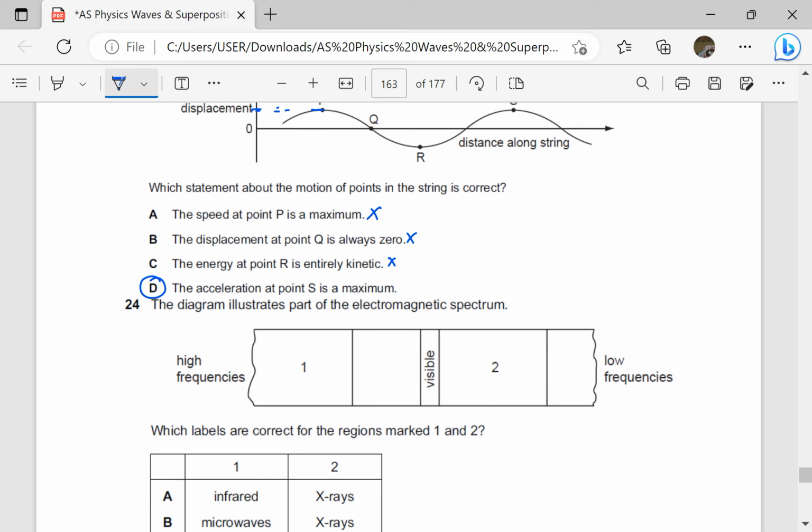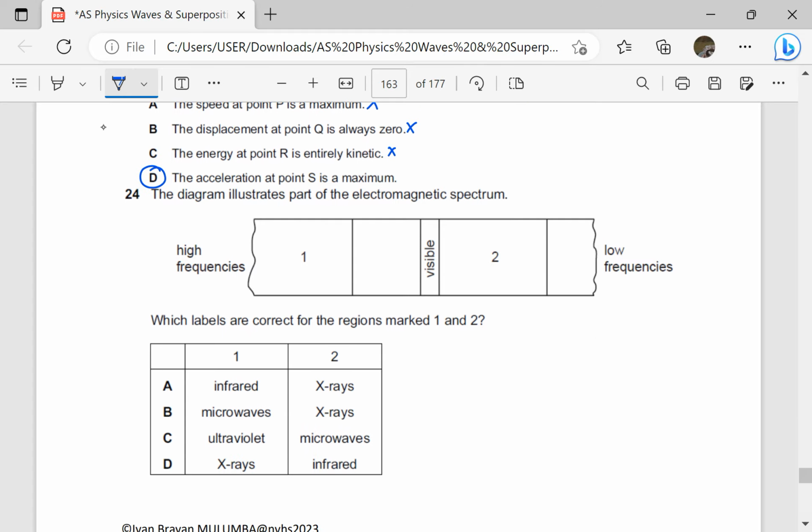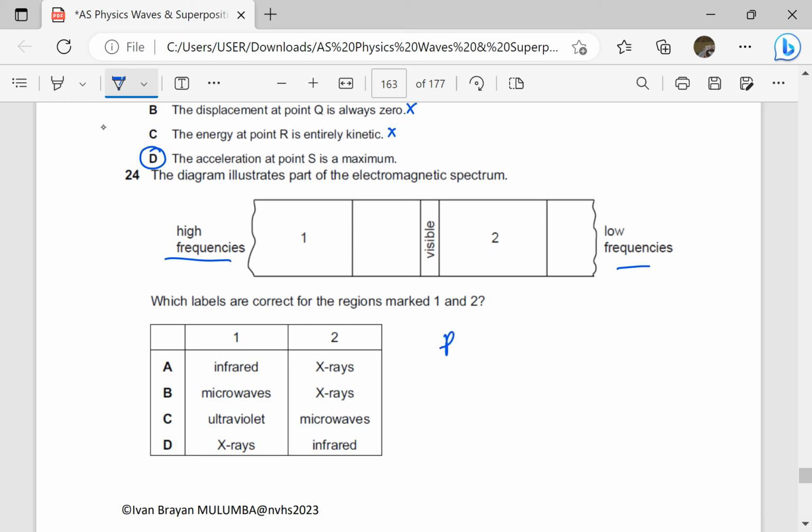The diagram illustrates part of the electromagnetic spectrum. High frequencies this side, low frequencies that side. Which labels are correct for the regions marked 1 and 2? High frequencies this side. Okay, so A says one is infrared and two is X-rays. Infrared has a lower frequency than X-rays. Yet on this side we have X, which has a higher frequency, so A is wrong. B is microwaves, and two is X-rays.